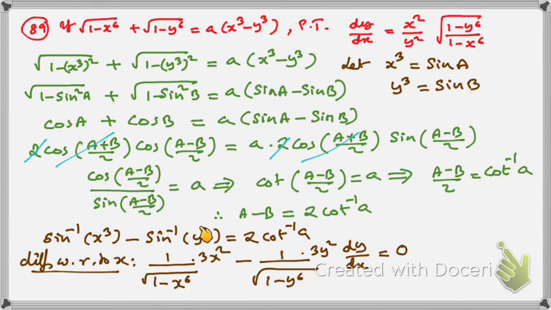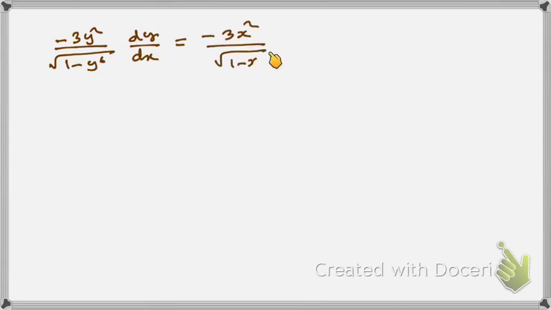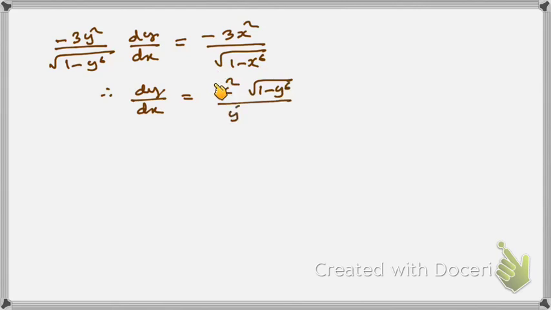What's the derivative of y cubed? It is 3y square into dy by dx, equal to 0. And from here, we try to solve for dy by dx. So I keep the dy by dx term on the left side and the other term on the right side. I shift it, minus 3 will cancel, and you cross multiply. So you get dy by dx equal to x square into root of 1 minus y raised to 6, by y squared into root of 1 minus x raised to 6.